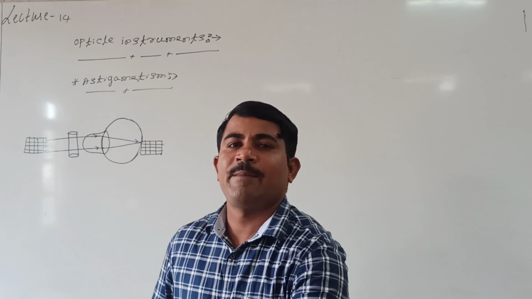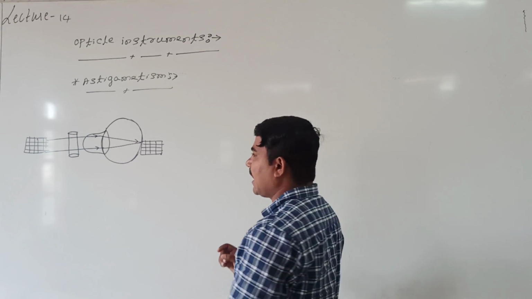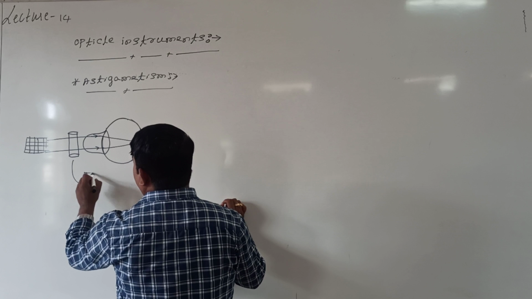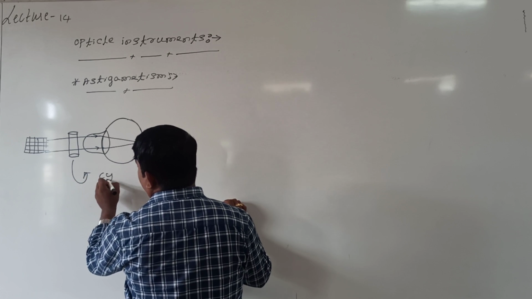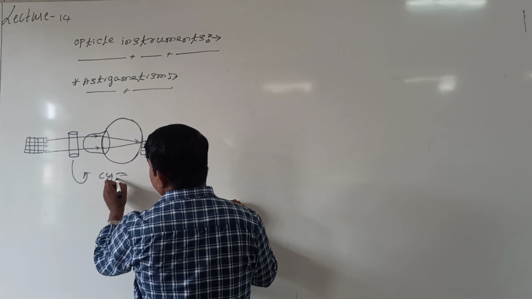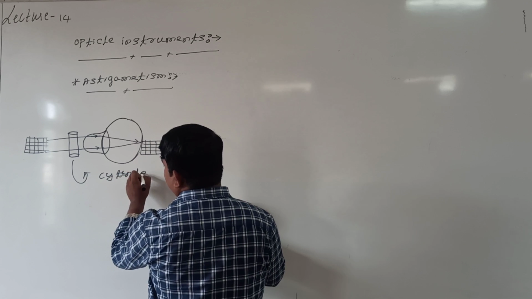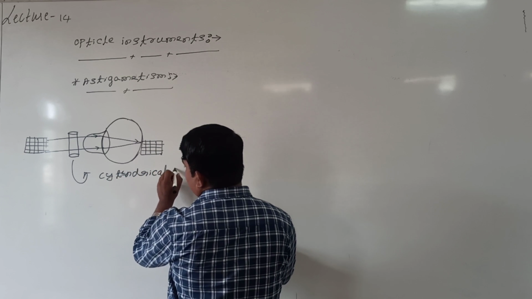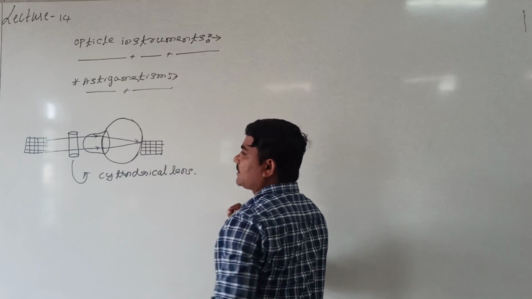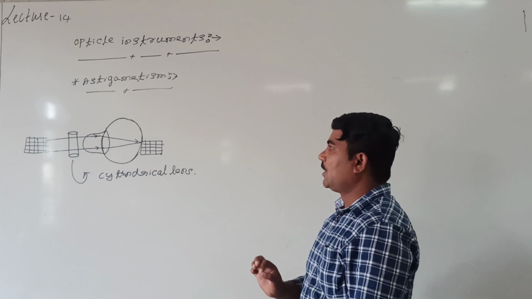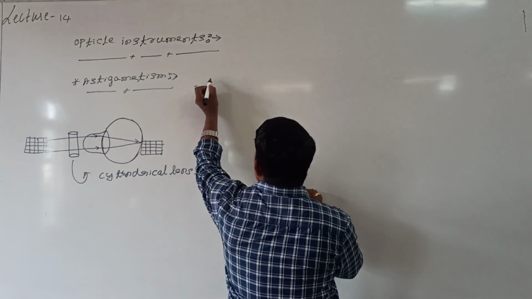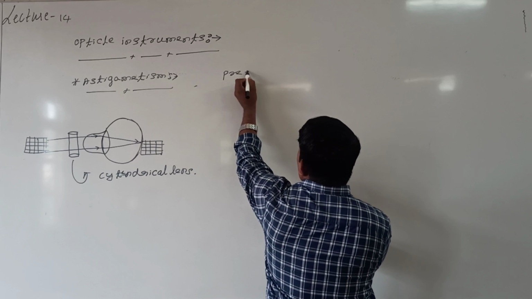Then astigmatism, how to correct? The astigmatism can be corrected by what lens? It is corrected by cylindrical lens. Then after this, the one more vision defect we are studying is what we are calling presbyopia.